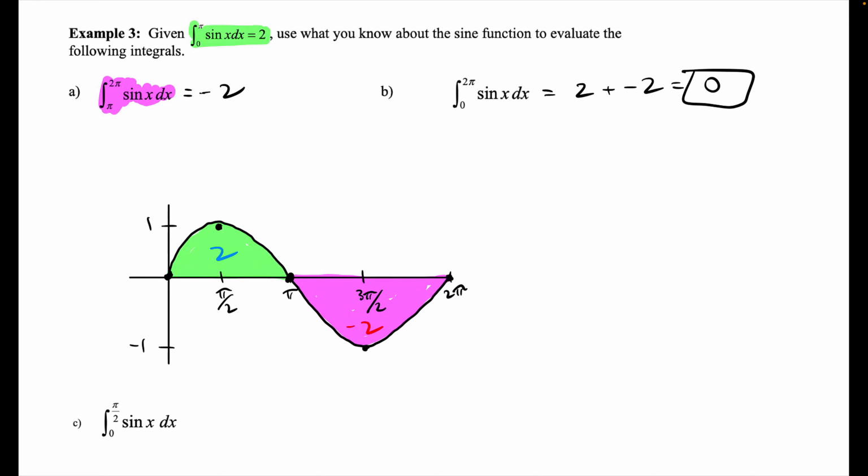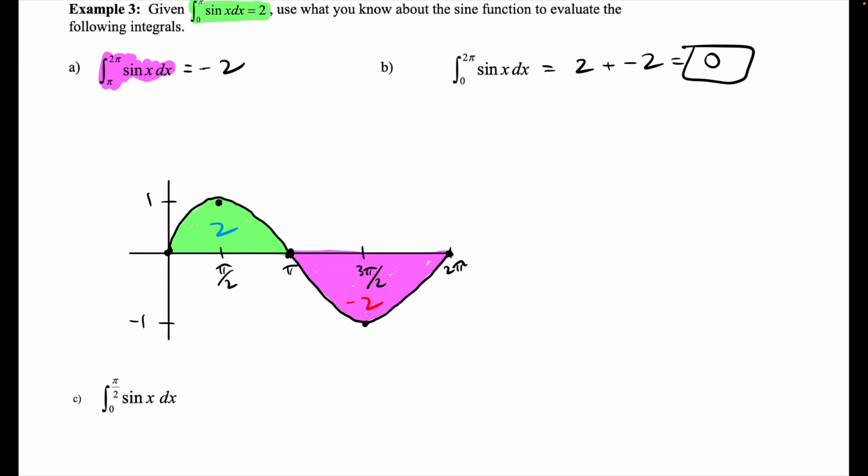What about C? Positive 1. Positive 1, right? Because isn't it half of the green? It's just half of the green, right? And we know, again, we know it's symmetrical because we have all the values. So that would be positive 1. Good.